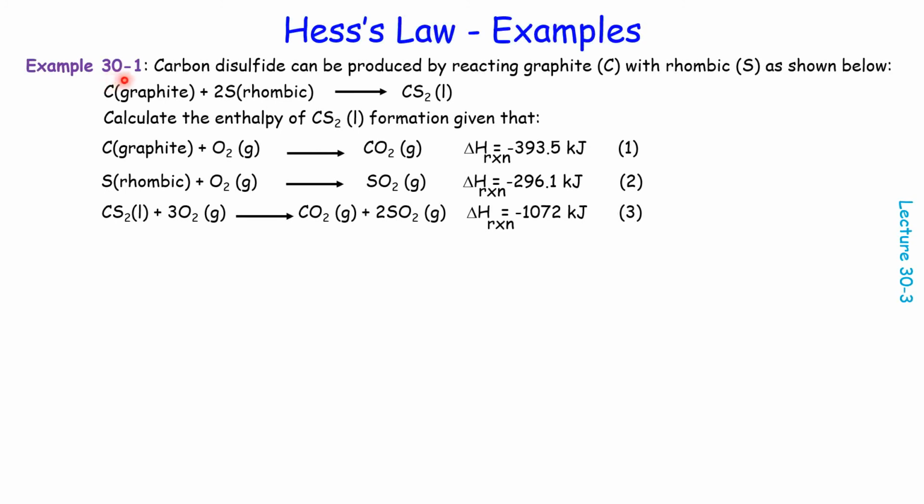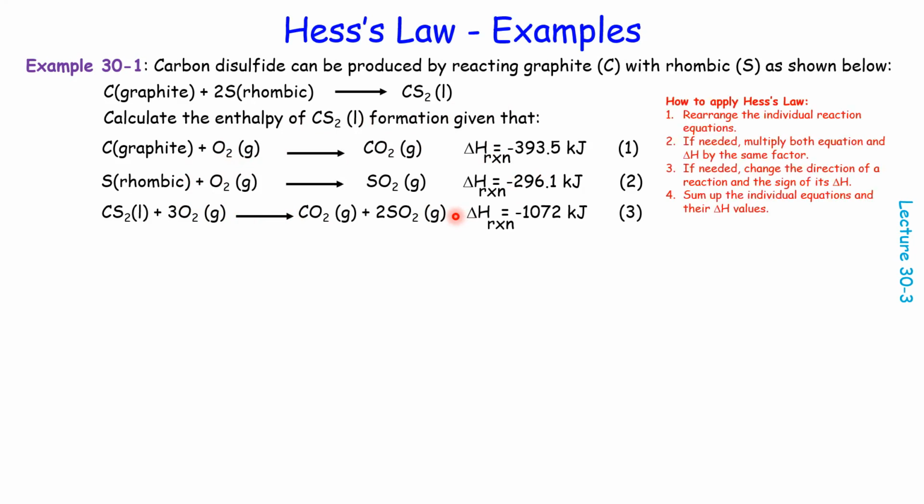Let's work on one example. Carbon disulfide can be processed by reacting graphite with rhombic sulfur, according to this reaction. This is the overall reaction, or desired reaction, with an unknown value of delta H. Our job here is to find out what delta H is using Hess's law. Then, of course, we have to know the information of those individual reaction equations. So how do we do that? We follow the guidelines talked about in the previous slide.